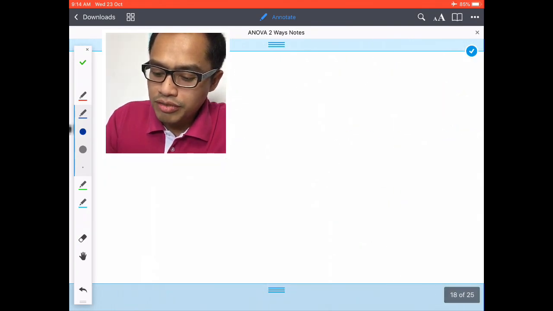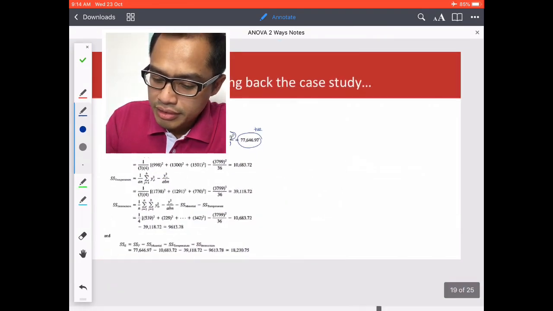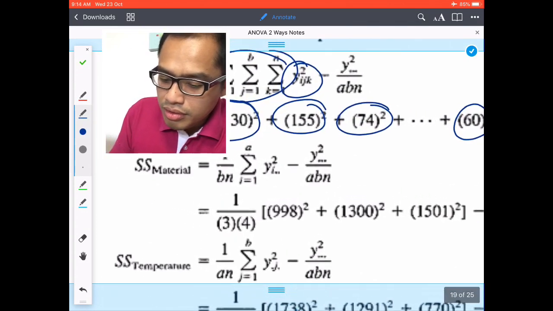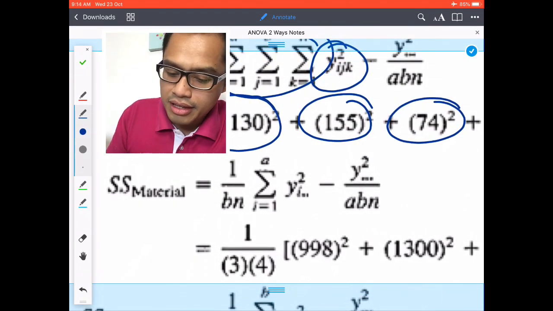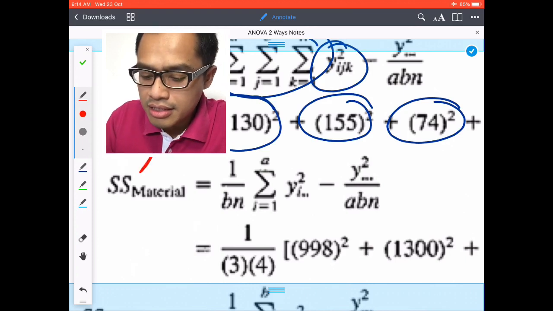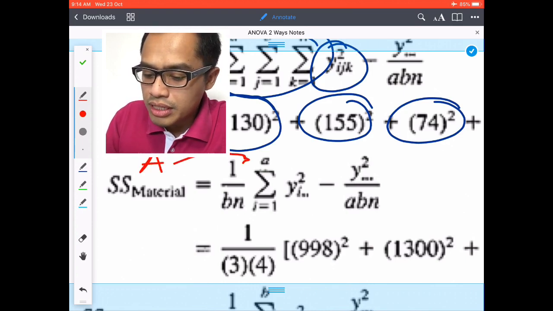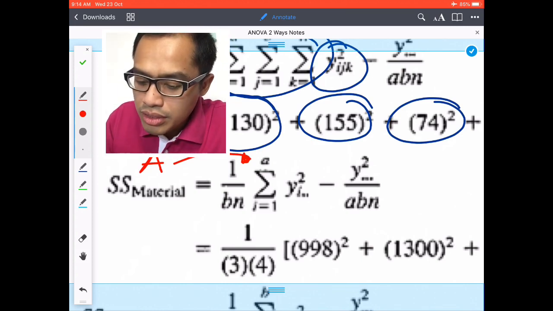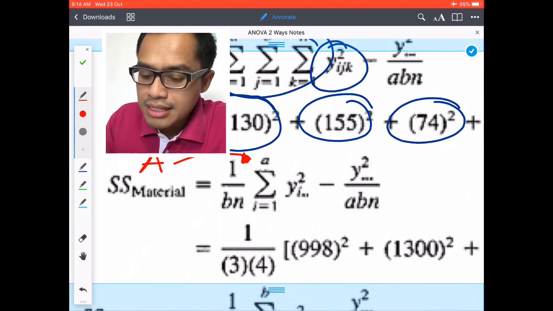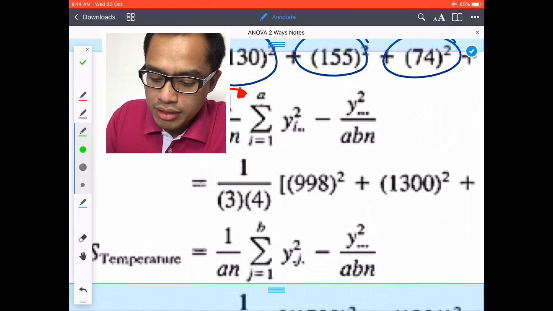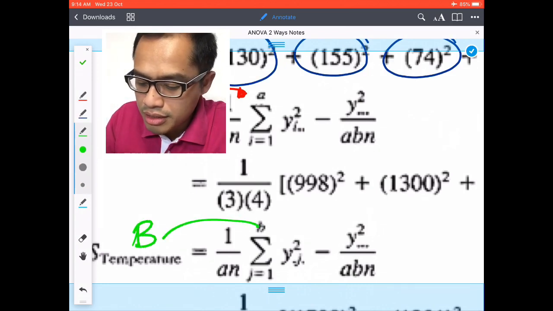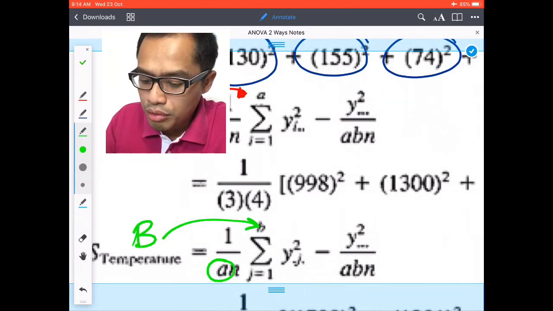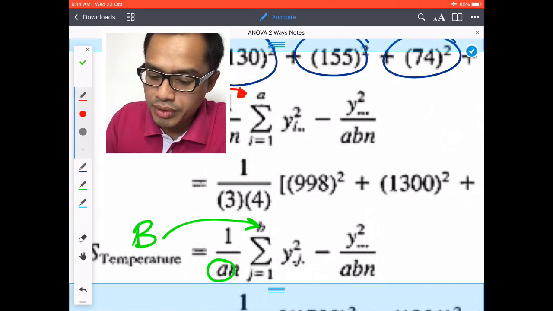Alright, so this is for A. Sorry, I need to be very slow. Okay, a red ink. This is for A. That's why you see a small a there. However, take note that in this equation of A, or material, or factor A, there's a small b there. Since A and B, have a look, this green pen is for B, that's why you see a small b there. However, this one is A, this one is B.